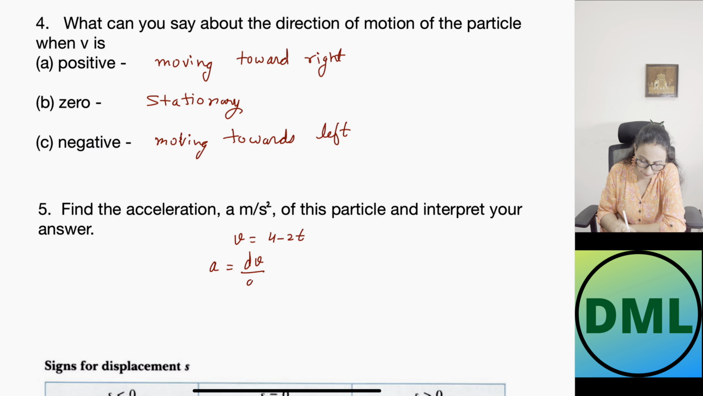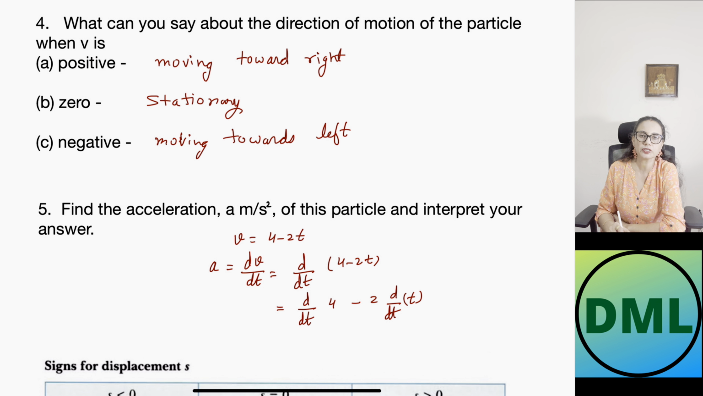Acceleration is dv by dt. Differentiate this function with respect to time. 4 minus 2t will be written as d by dt of 4 minus 2 d by dt of t. 4 is a constant, and differentiation of a constant function is 0, minus 2. The differentiation of time with respect to time is 1. This will be 1. My acceleration will be negative 2.